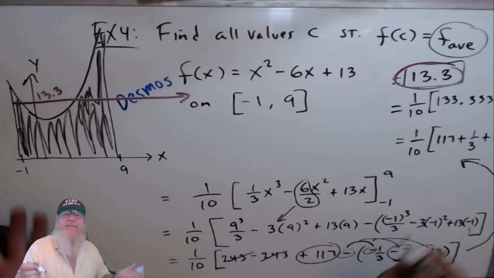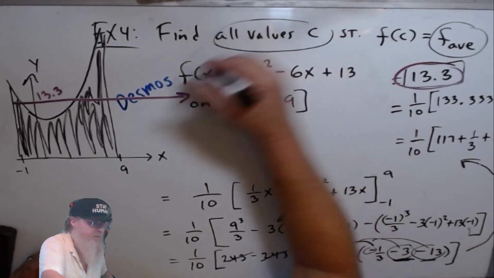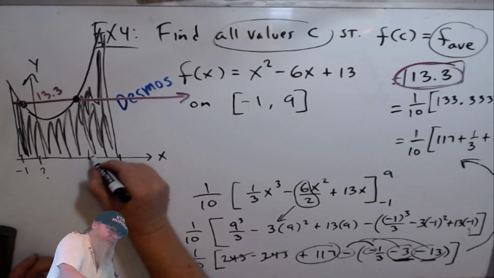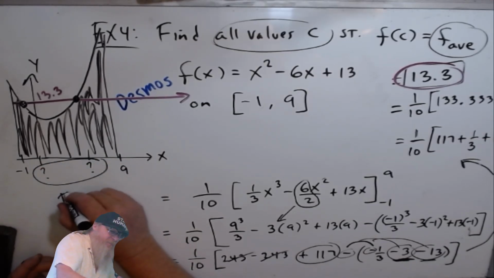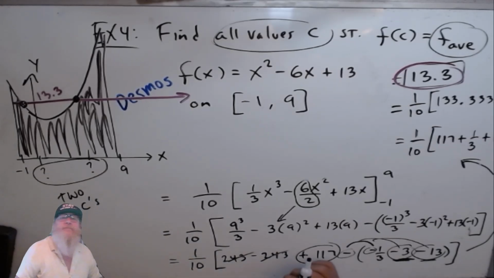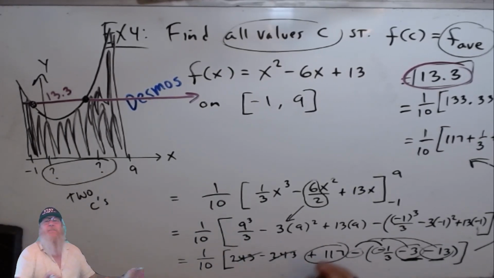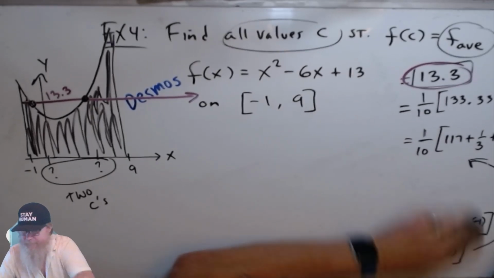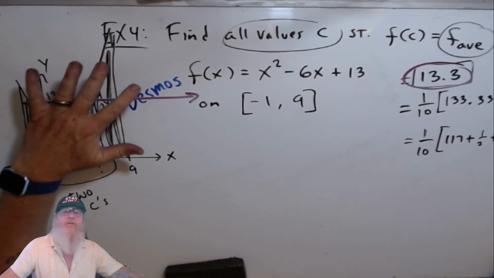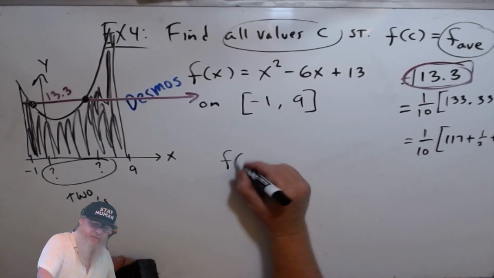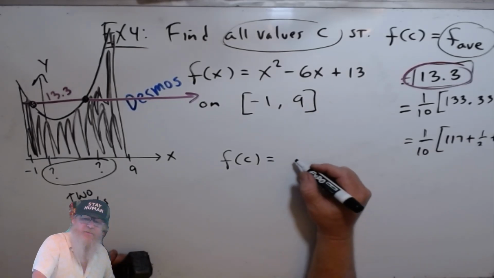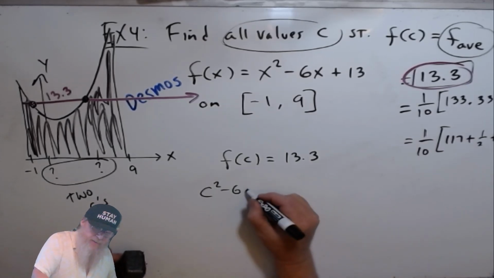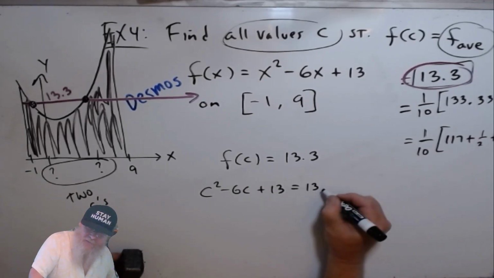All right, and so now you can kind of see what we're looking for, right? We're looking for all the values of C. So we're looking for this value and this value. So it looks like there's going to be 2 C's, just based on the picture. Now, you could do it blindly without looking at the graph and just trust your answer. That's fine too. So f of C equals 13.3. So C squared minus 6C plus 13 equals 13.3.